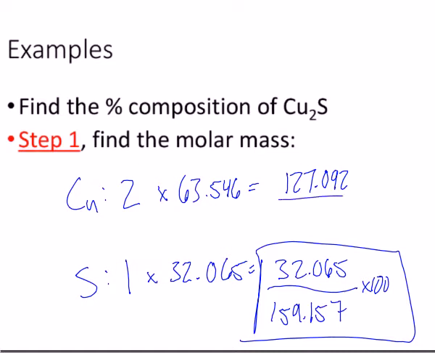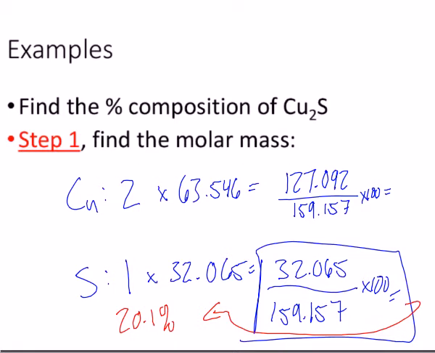So all I have to do up here then to show my work is put 159.157 on the bottom and times 100 and equal it. If you do that kind of front-end work, good note-taking, showing all your work for your molar mass, it sets you up for percent composition to be a piece of cake. Go ahead and do the math right now. Hunter says sulfur is what? 20.1%. Who can tell me what copper is? 79.8%. Okay. That's our percent composition calculation.